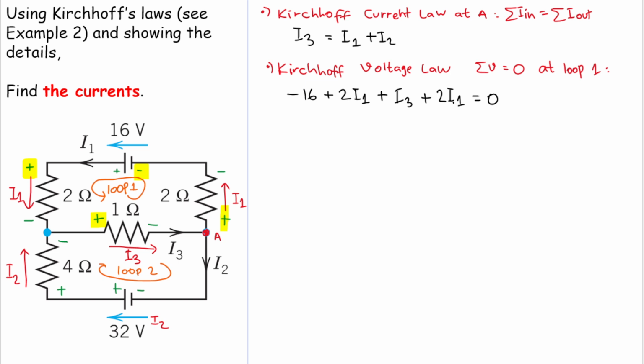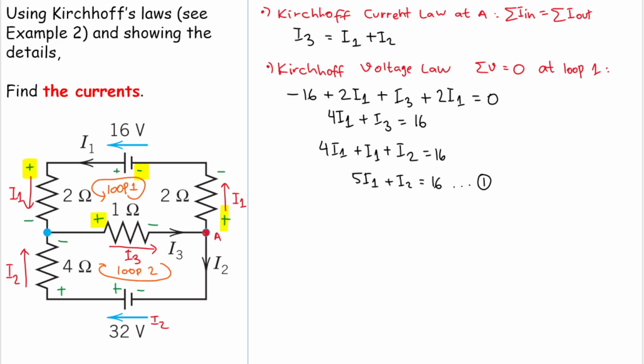Good. Now 2 plus 2 is 4. So I will have 4 I1 plus I3. That will equal 16. But I3 here is I1 plus I2. So I will have 4 I1 plus I1 plus I2, and that will equal 16. Or we can have 5 I1 plus I2 equal to 16. Okay, let's have this as equation number 1, because there is nothing more that we can do from here.